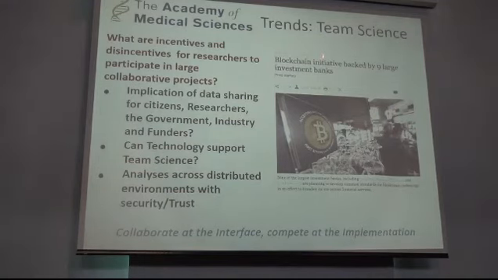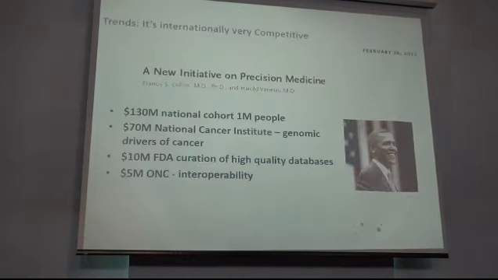So what will this require? Something called team science, because medicine's been about heroic individuals like Fleming. Actually, if you look at the CERN collider, that is thousands of physicists all contributing. I think in medicine we've been too heroic, and it's time we looked at team science and how we reward people who collaborate at the interface, compete at the implementation. Because this will only work with deep, deep collaboration.